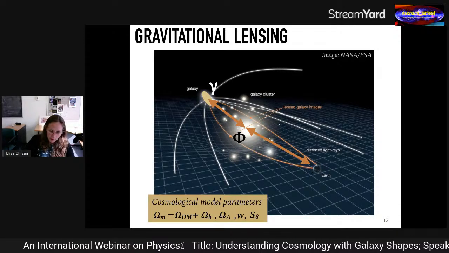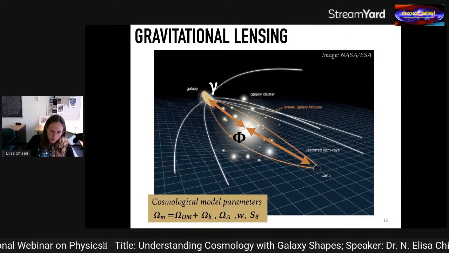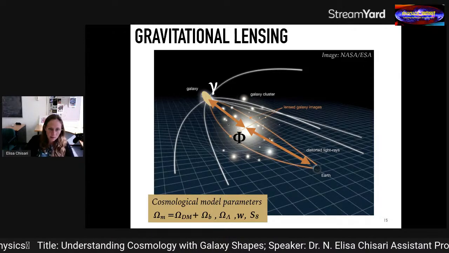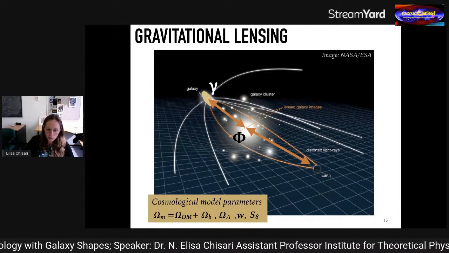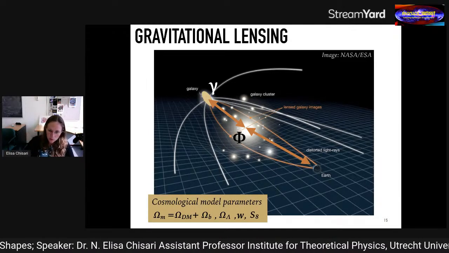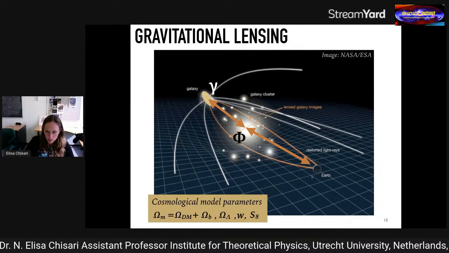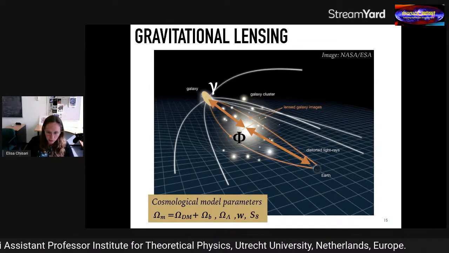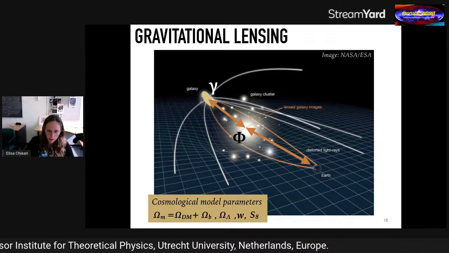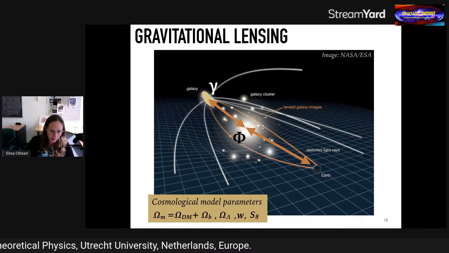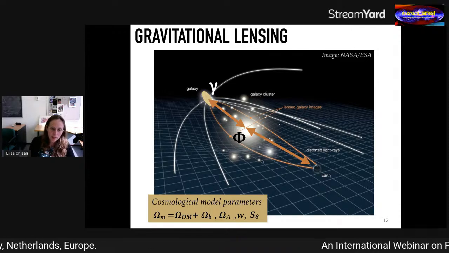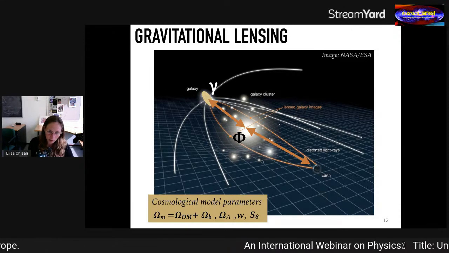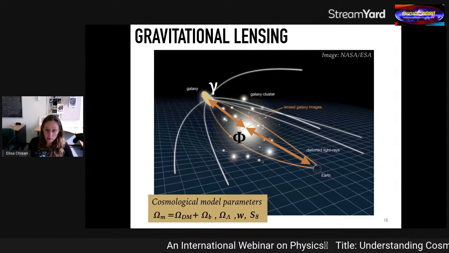So the fact that this light is coming through this curved path means that the shape that we observe for the galaxy is not the original one, because the photons seem to be coming from a different direction. So instead of coming from here, from a straight line, they seem to be coming from a slightly different direction, like here. So that means that the shape of the galaxy is going to be distorted. This is what we call gravitational lensing.